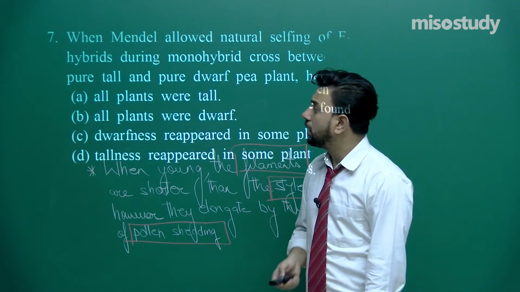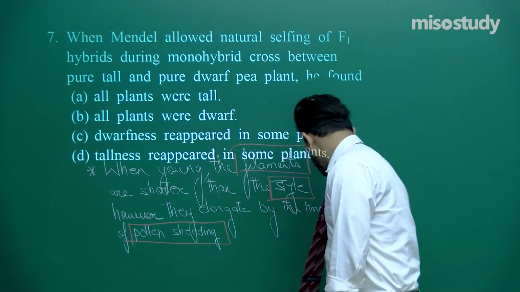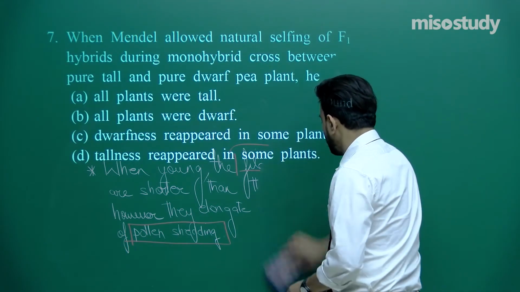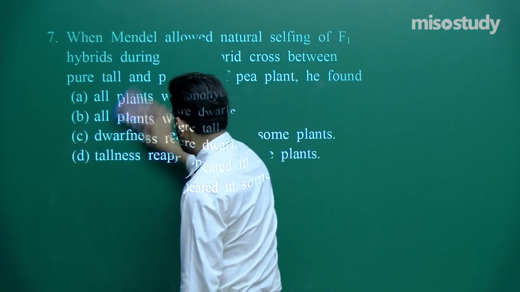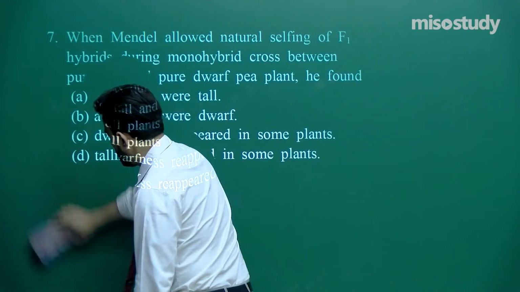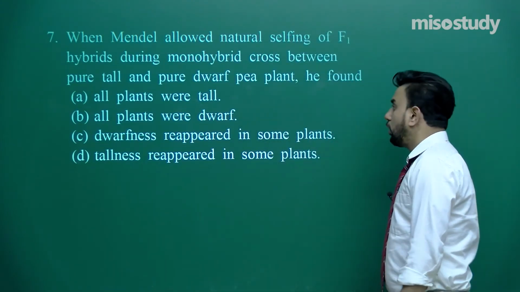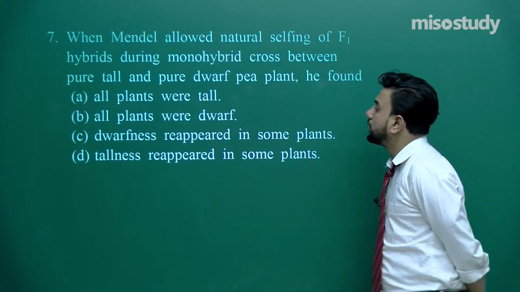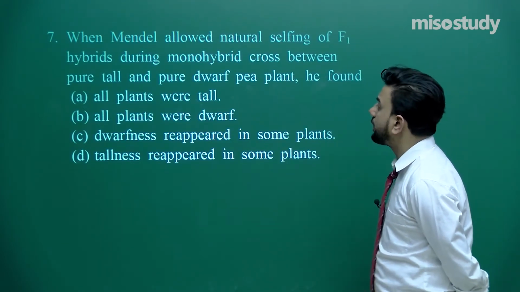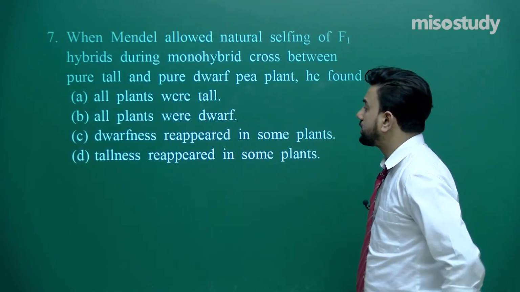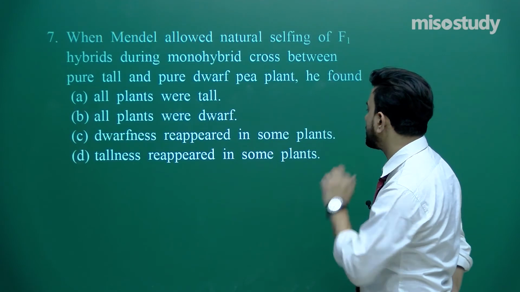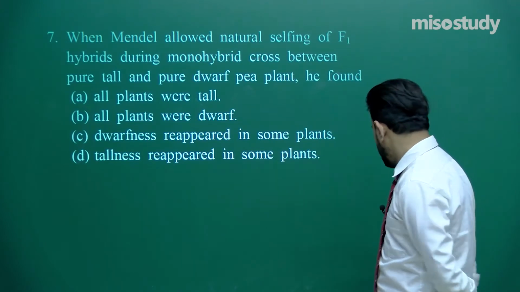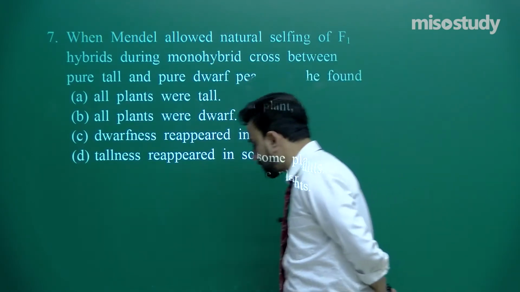Let us see the next question. When Mendel allowed natural selfing of the hybrids during the monohybrid cross between a pure tall and a pure dwarf pea plant, he found all plants were tall, all plants were dwarf, dwarfness reappeared in some plants, and tallness reappeared in some plants. Let's see what will be the answer of this particular question.